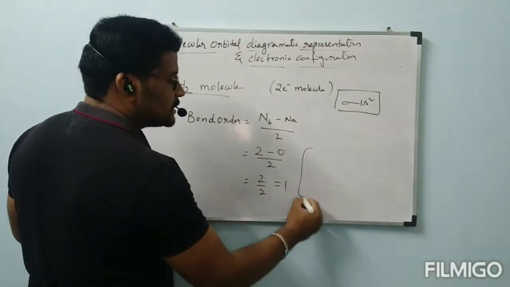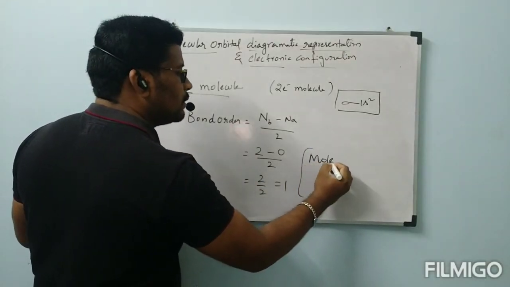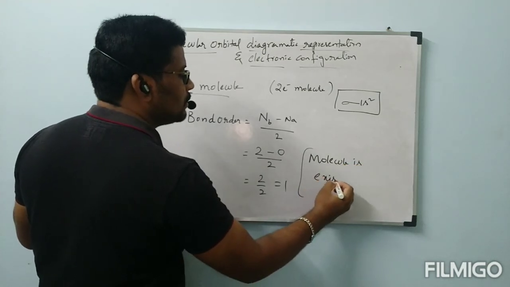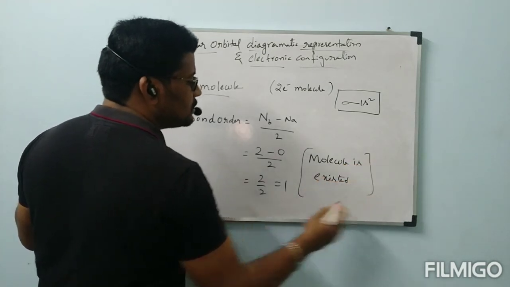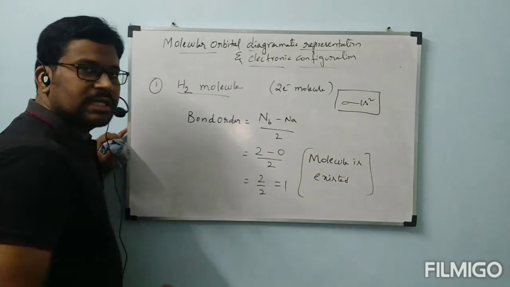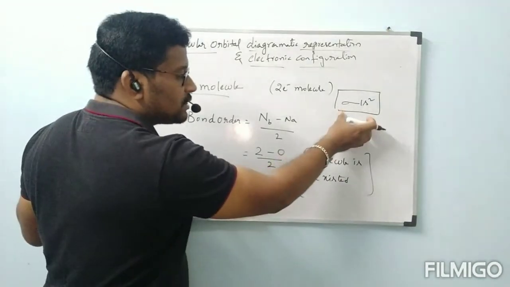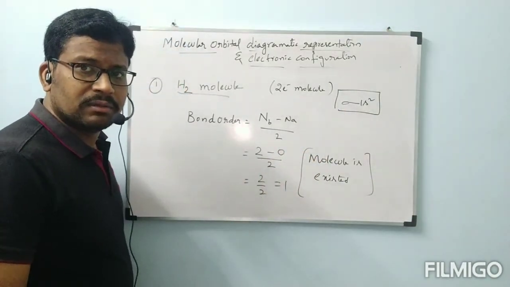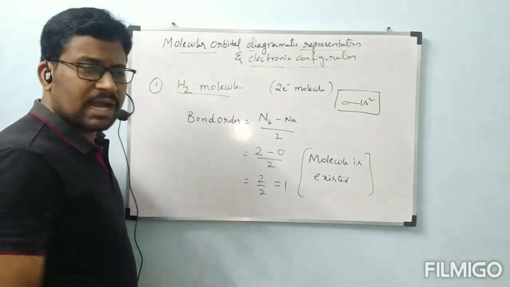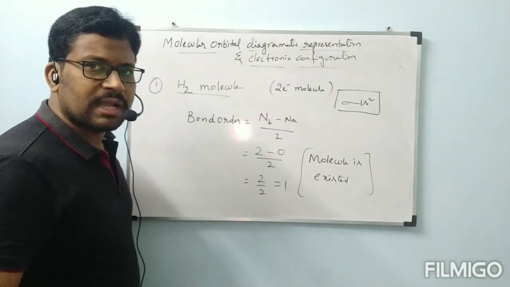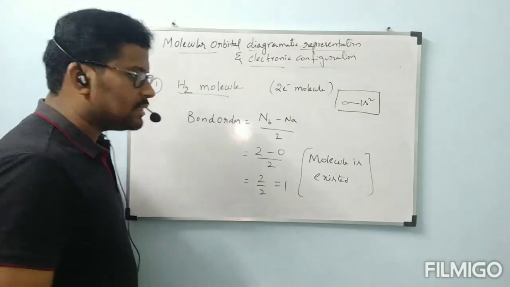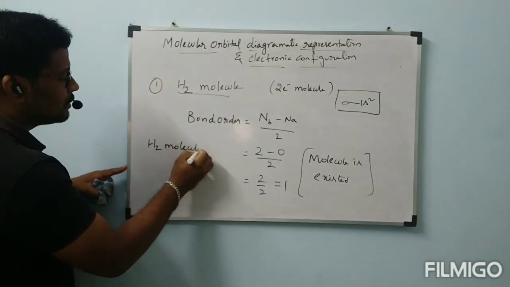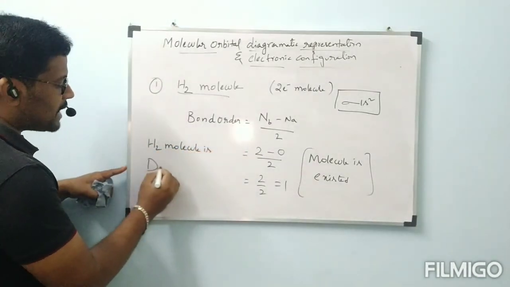Then the molecule exists. We know the H2 molecule exists because the bond order is greater than 0. So the molecule exists. After writing the electronic configuration, did we see any unpaired electron? No, completely the electrons are paired. Then the H2 molecule is diamagnetic.